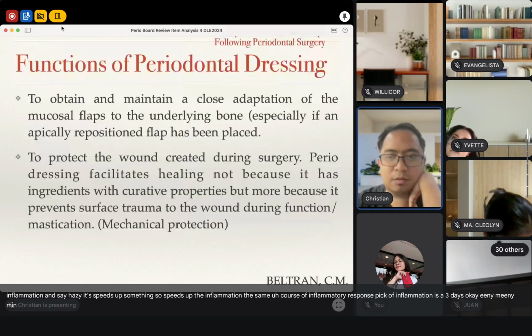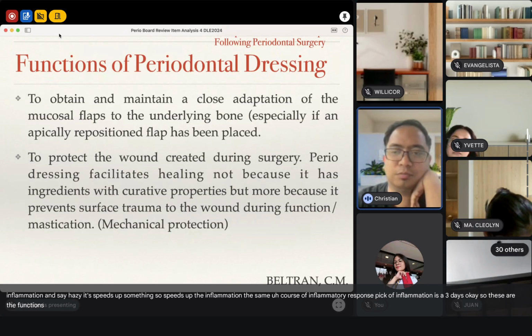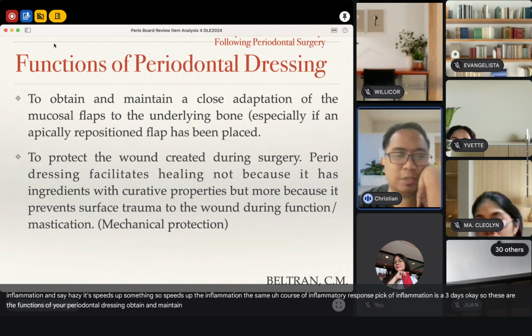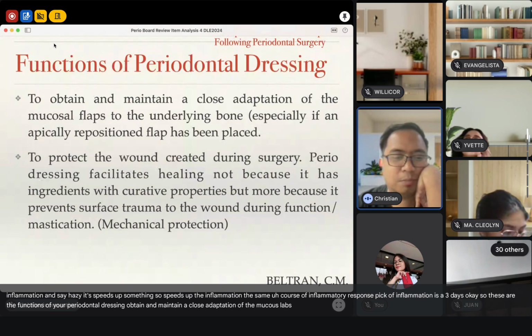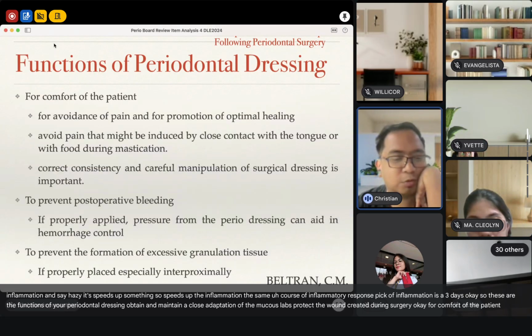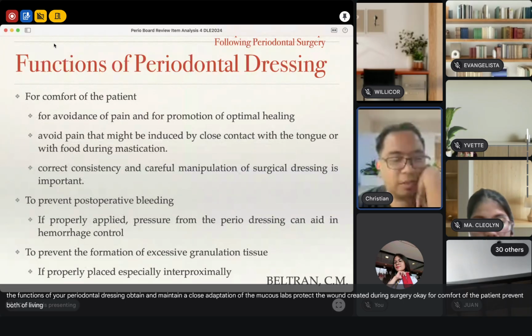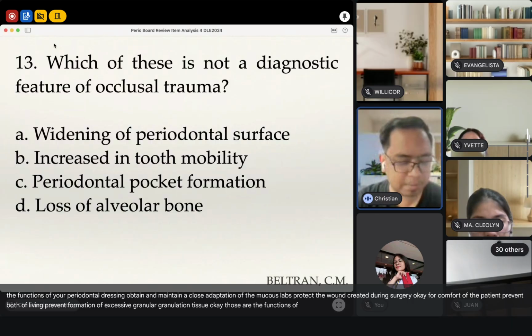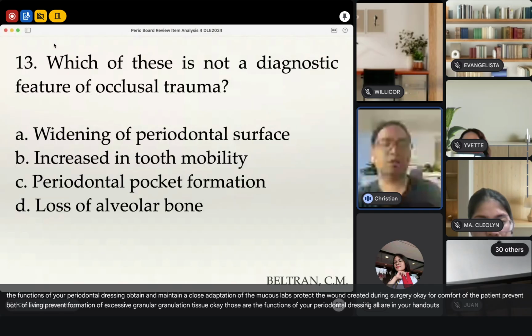Okay? So these are the functions of your periodontal dressing. To obtain and maintain a close adaptation of the mucosal flaps, protect the wound created during surgery. Okay? For comfort of the patient, prevent post-op bleeding, prevent formation of excessive granulation tissue. Okay? So those are the functions of your periodontal dressing. All are in your handouts.